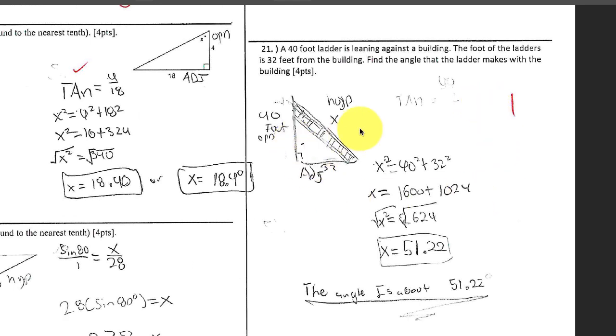This student thought we were finding a side, so they used the Pythagorean theorem. And then they went ahead and said, well, 51.22, the angle, so they went from a side to an angle. So that would be incorrect.